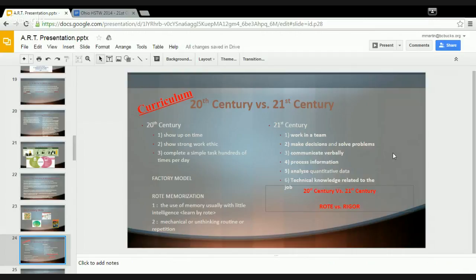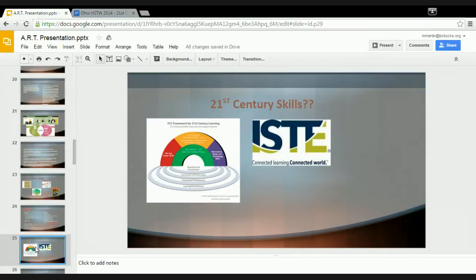And so if there's a dichotomy that I can draw that explains the 20th century versus the 21st century, I would call it rote versus rigor. 20th versus 21st would be rote versus rigor. So we need to teach those 21st century skills to our students.